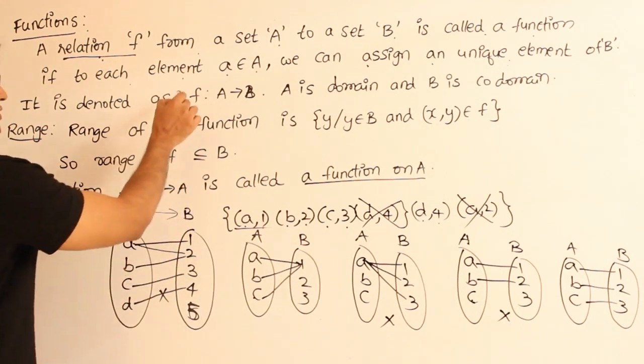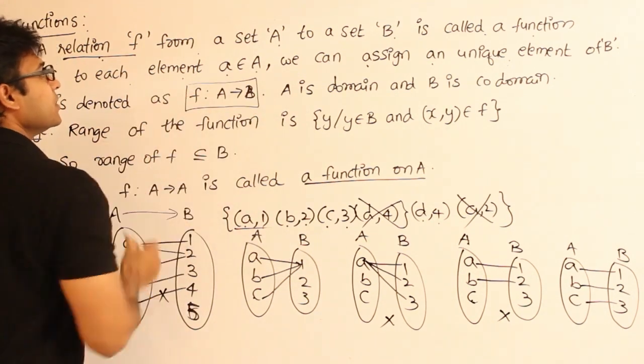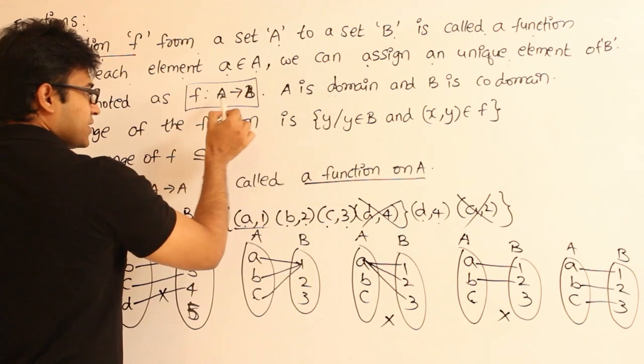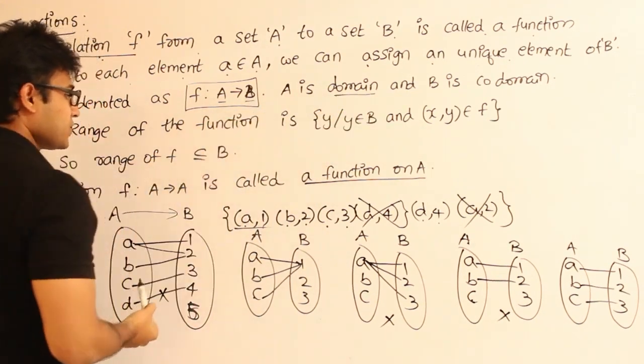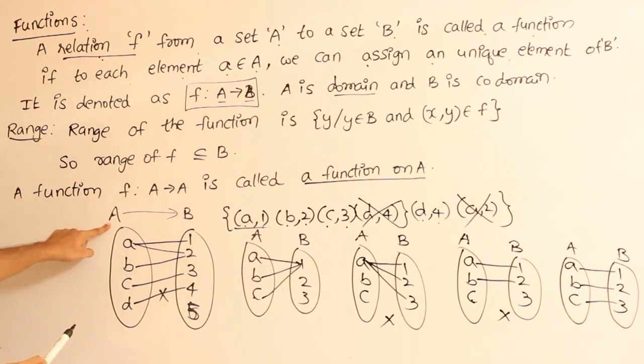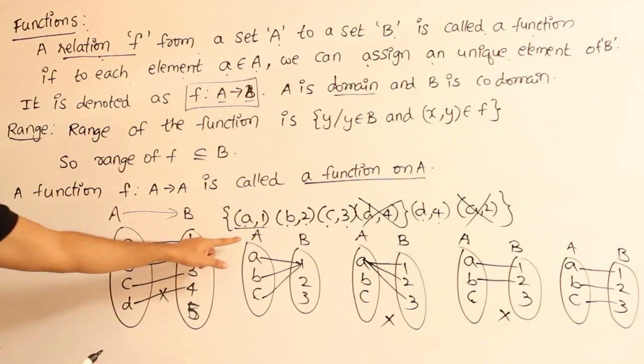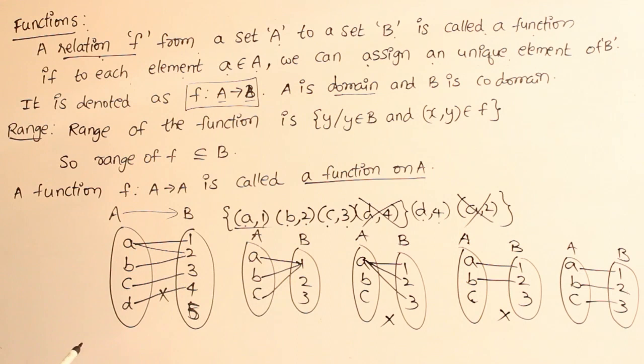You have to read it like this: f is a function from A to B, and this particular set A is called the domain, and this set B is called the codomain. In this case, A is the domain and B is the codomain, right? Now we are defining even range.